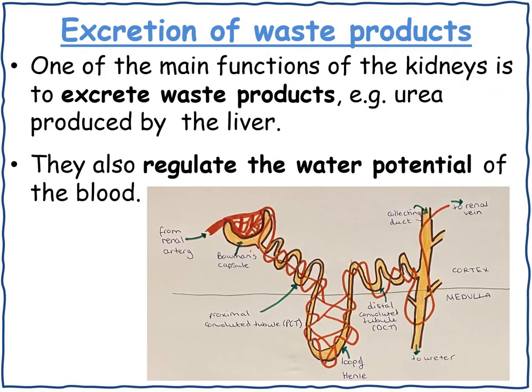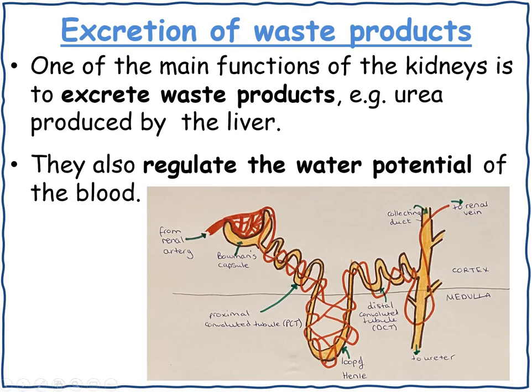If we just look at the structure of a kidney nephron, you'll notice here, this is coming from the renal artery, and you've got two ends of the capillary bed. You've got the afferent end and the efferent end. You can see that the diameter of these capillaries gets thinner as you go from the afferent towards the efferent end. This capillary bed is known as a glomerulus.